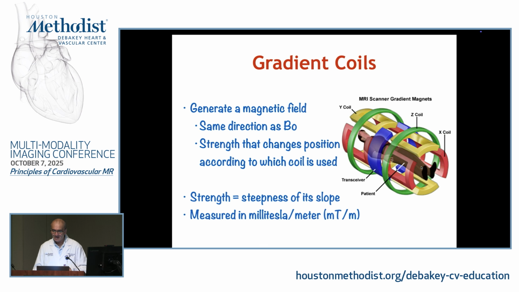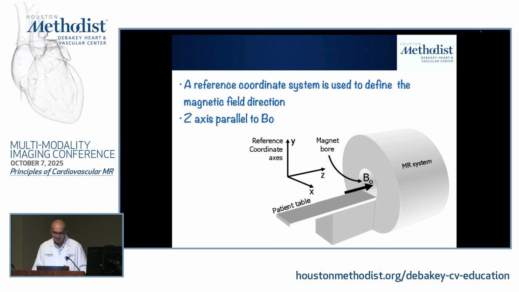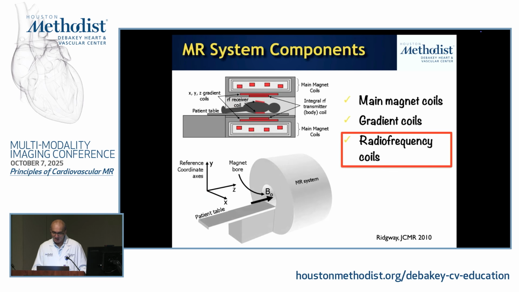That's important to recognize because when we worry about safety, things like peripheral nerve stimulation, when you have alterations in magnetic fields or gradients, that's going to occur predominantly at the periphery. So that's going to occur at the edges of your scanner. Okay. The last piece then is what we call radio frequency coils.